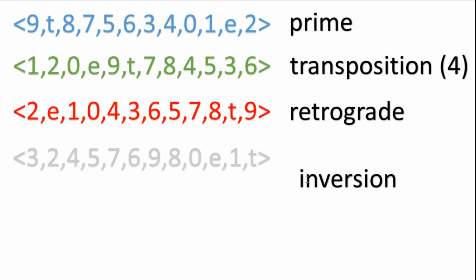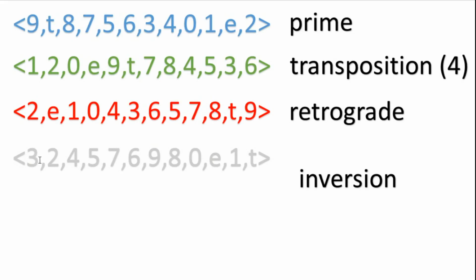To obtain an inversion relationship to the prime form, we can do a direct inversion like so. 9 inverts to 3, T inverts to 2, 8 inverts to 4, 7 to 5, 5 to 7, 6 to 6, 3 to 9, 4 to 8, 0 to 0, 1 to E, E to 1, 2 to T. In the case of this piece, as well as the self-assessments and quizzes involved in this objective, when we ask for the inversion of the prime, we want you to start on the same pitch that the prime starts.